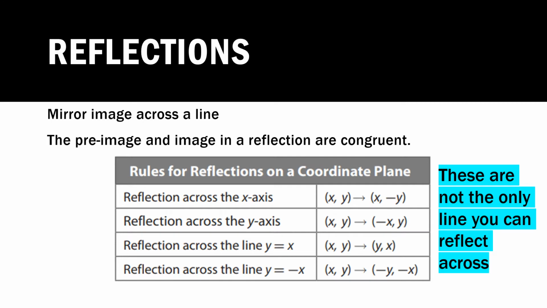So reflections, what are they? This is your mirror image. They look exactly the same, but they're flipped. So your pre-image and image and reflection are congruent. It's another isometric transformation, just like your translations.